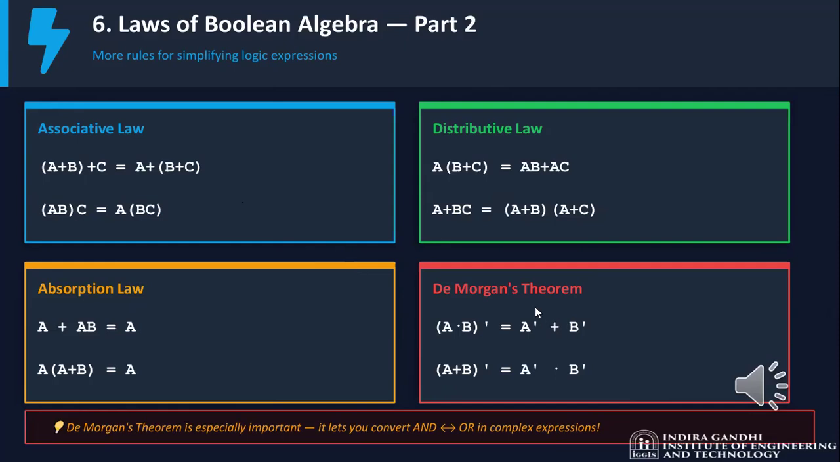When we focus on De Morgan's theorem, it is a most important theorem. It lets us convert AND and OR in complex expressions. So the complement of A · B equals A complement plus B complement. Similarly, the complement of A + B is equal to A complement · B complement.